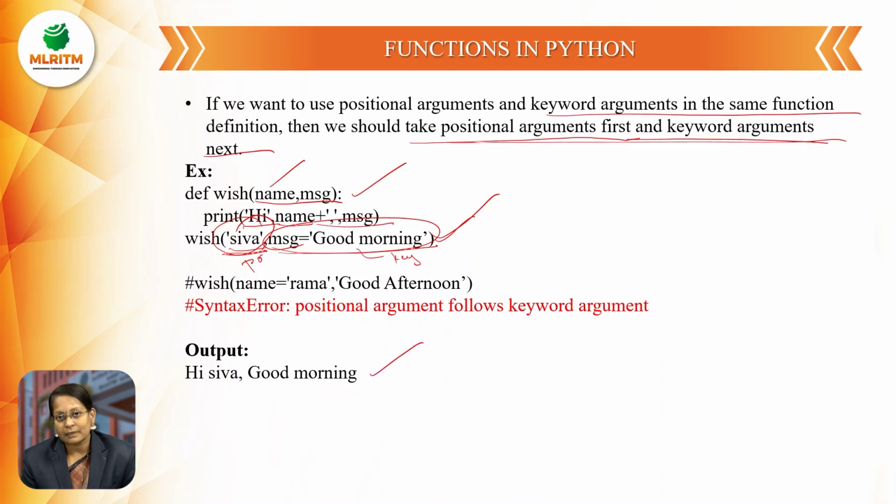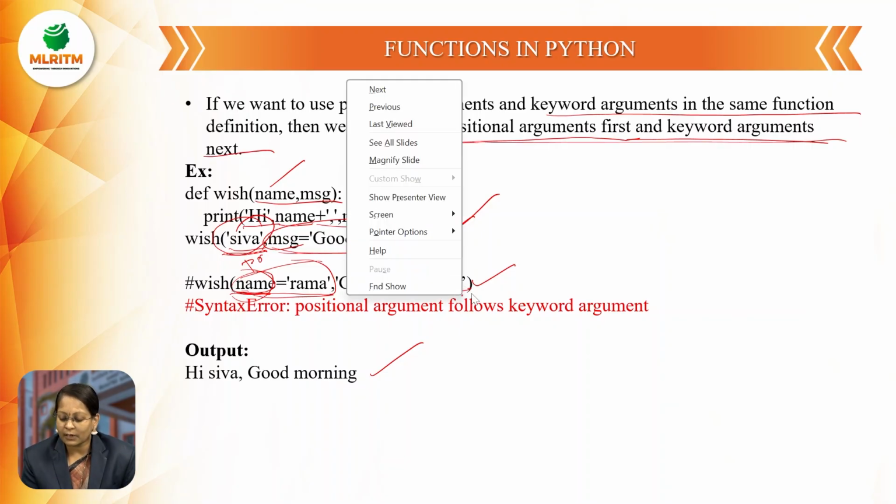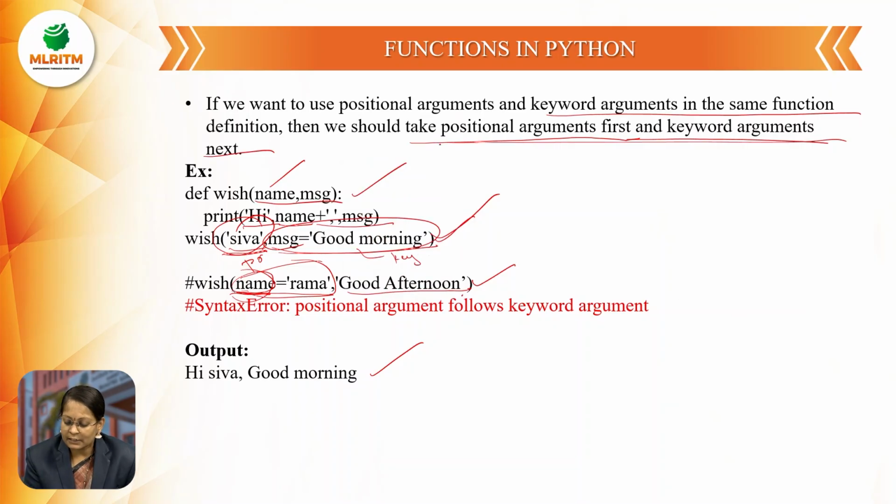Suppose if we pass the keyword argument first, then the positional argument, it will give an error like this. Just observe this example. Wish name is equal to Rama. This is the keyword argument. Why? Because here we are using the keyword name. Good afternoon is a message. This is a positional argument. So our condition is first positional argument, then keyword argument. But in this line, first we have the keyword argument, then the positional argument. That's why the syntax error: positional argument follows keyword argument. That's why use it like this.